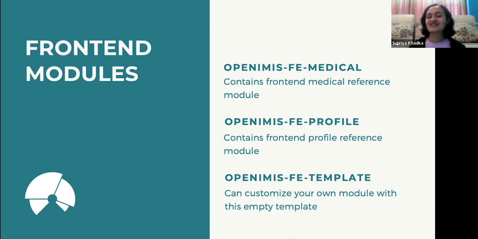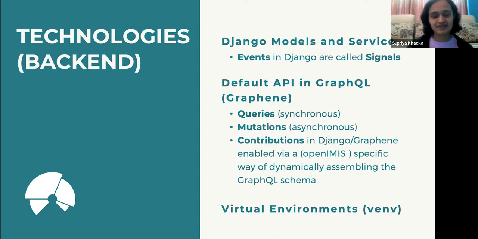So if you go ahead and register in the openIMIS platform, then the platform will have certain information about your profile. So openIMIS front-end profile is the one which keeps that information for you. And finally, last but not the least, we have openIMIS front-end template. This module can help you customize your own module. So customization is a very important feature of openIMIS, and that need is fulfilled by openIMIS front-end template. That module allows you to customize it or create a module on the basis of your own need. So this is how front-end is implemented in openIMIS.